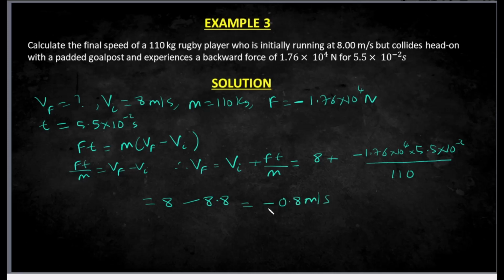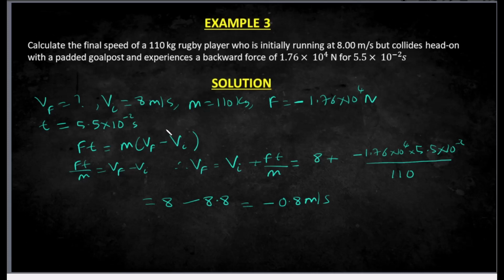meter per second. So you see the answer is minus. That's why if you hit your head on the wall, your head bounces back. That's why you have the minus, because it's going to come back. The minus is there because it's head-on with the goalpost, so the player will come back.